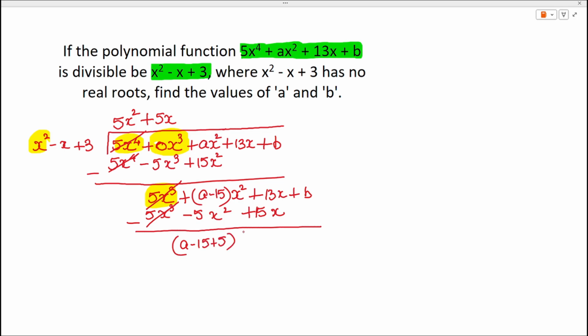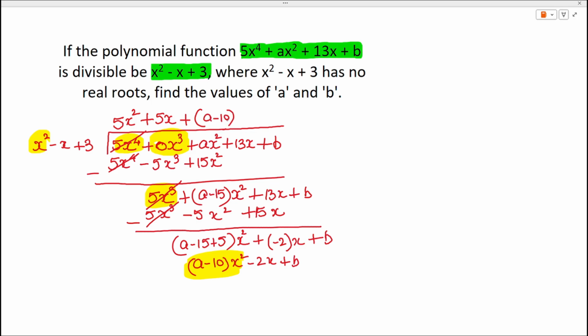And they all have the variable x squared. 13 minus 15 gives us negative 2x, and then we have the b. So if we write it down in a little bit simpler way, we have a minus 10 x squared minus 2x plus b. Now we need to cancel out this term.